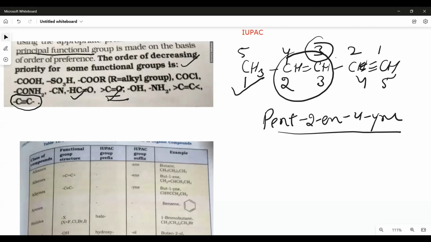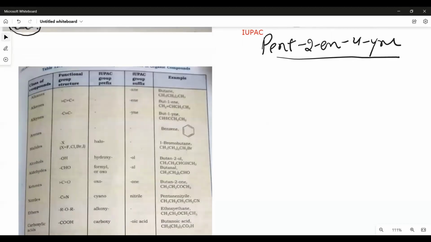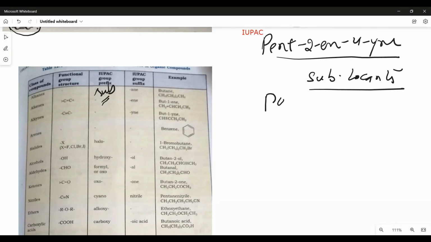So here is the table in which we can see the prefixes and the suffixes. Prefixes are the substituents. These are the substituents, and there we have to write down the position also. Substituents are also known as the locants. And they must have the position where they are present in the carbon atom chain. And the suffixes are the principal functional group.